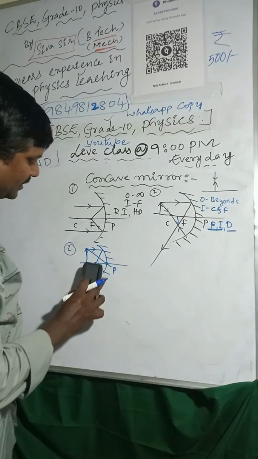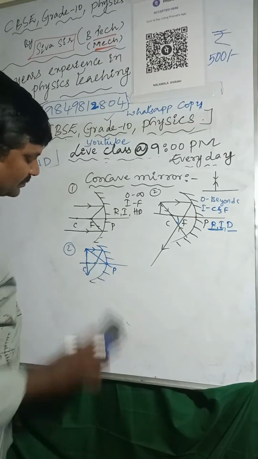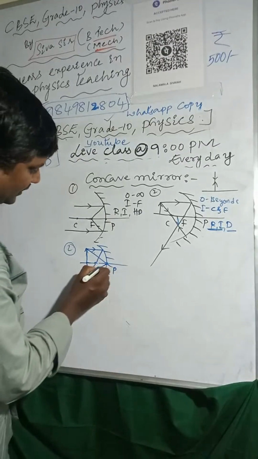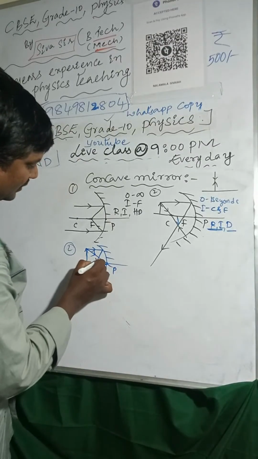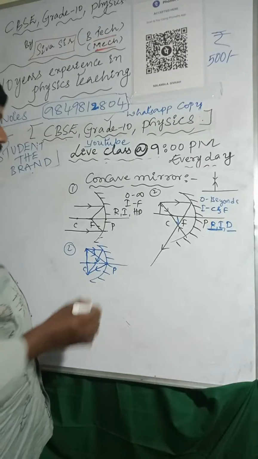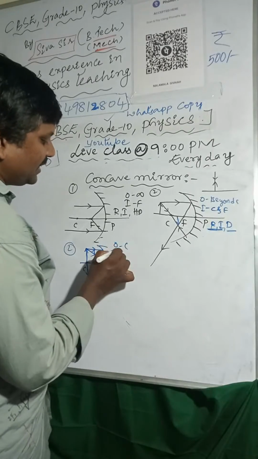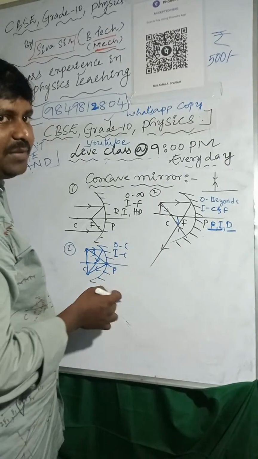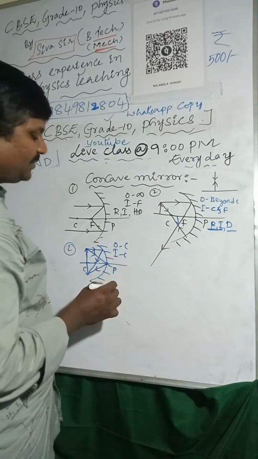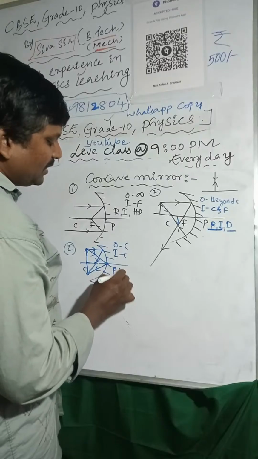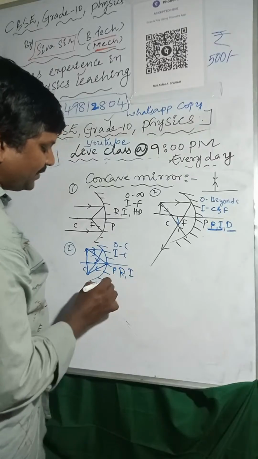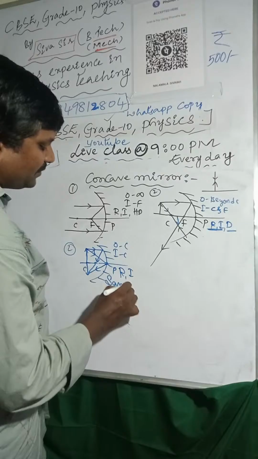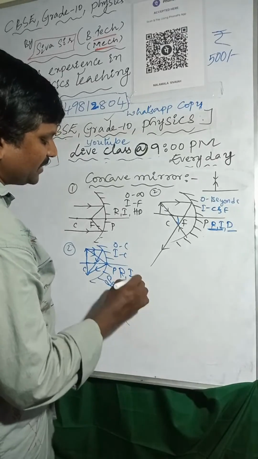I'm considering here. So here it will reflect like this. I'm considering the object at C. Object at C, the image will also form at C. The nature of the image is real, inverted, and the size of the image is the same size.